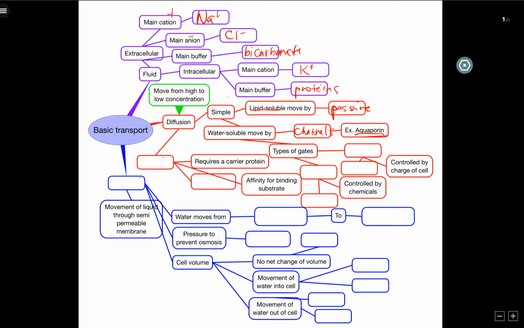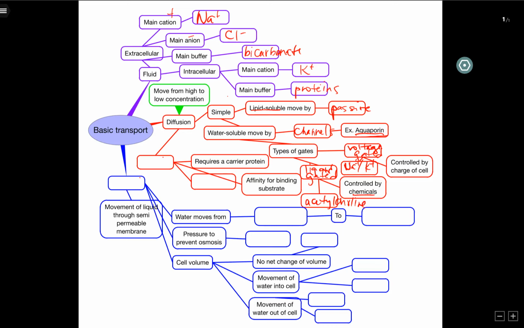Or we have some gates. We have types of gates that are located within cells. We have voltage gated, which is going to be dependent on the charge of the cell to open up that gate or to close that gate. That would be like your sodium-potassium channels. And then there's also ligand gated, which is going to be controlled by the concentration of a particular type of chemical. An example of that would be acetylcholine. Acetylcholine is released and it can cause opening or closing of certain channels to release other chemical compounds.